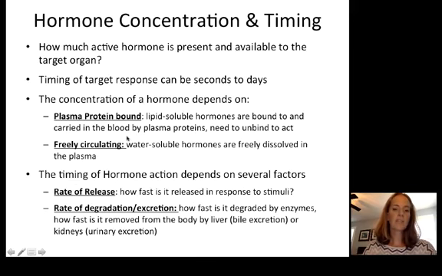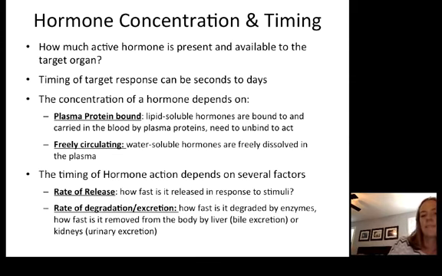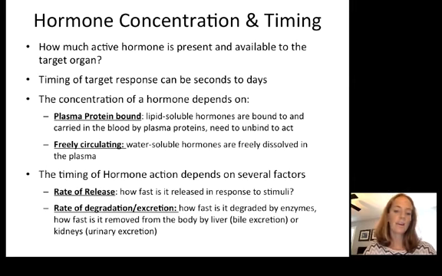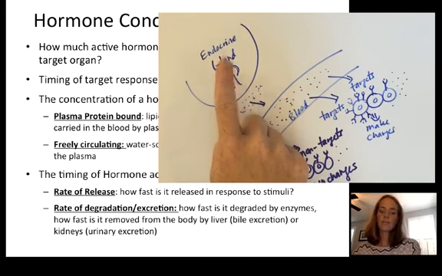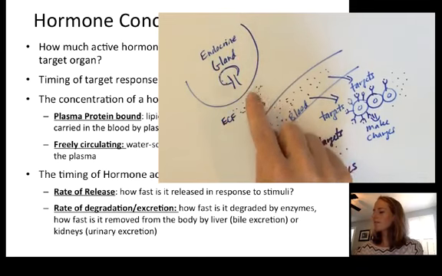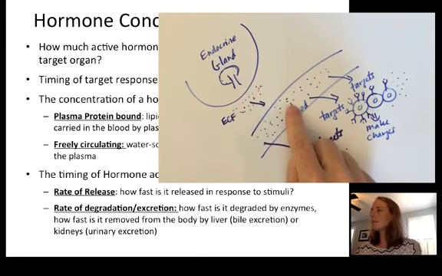We can also change how a hormone is concentrated and how it is actually released. So the concentration of a hormone in the blood depends on whether it is lipid or water soluble. So let's go back to this diagram. Let's turn this on. So we talked about the stimulation of the endocrine gland by neural, hormonal, and blood stimuli. That will then affect the release of the hormone into the bloodstream.